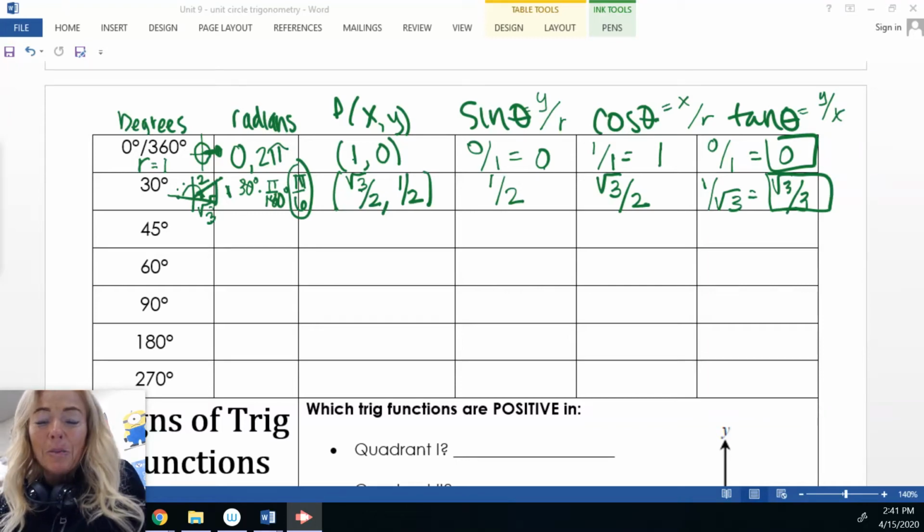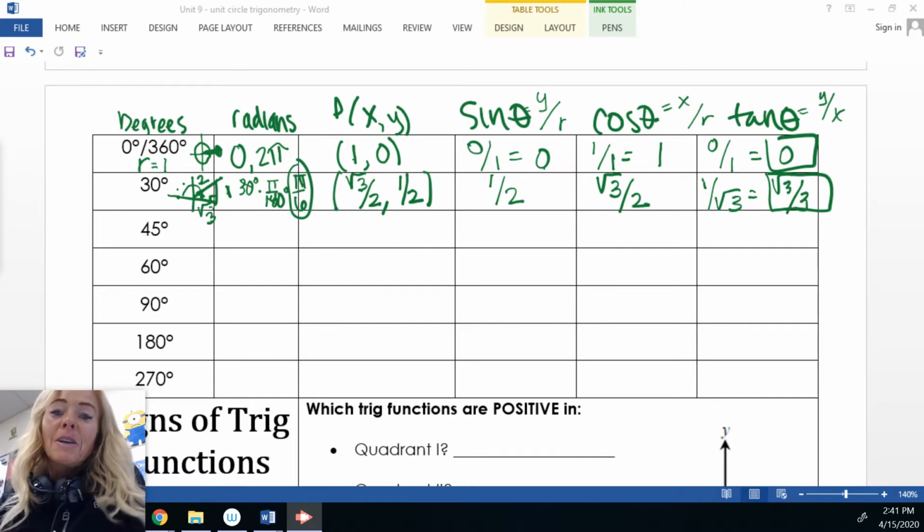Hi class, so this is part 2 of 9.2, so it's 2.2, part 2, 9.2. Okay, so previously we had filled out the table for both 0 degrees and 30 degrees, and we are now on 45 degrees.